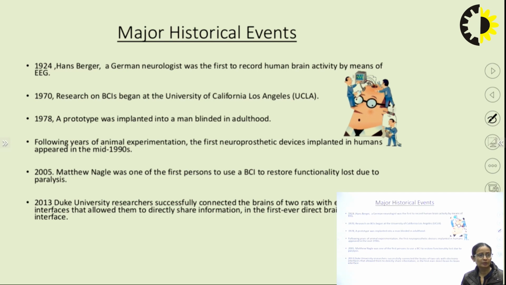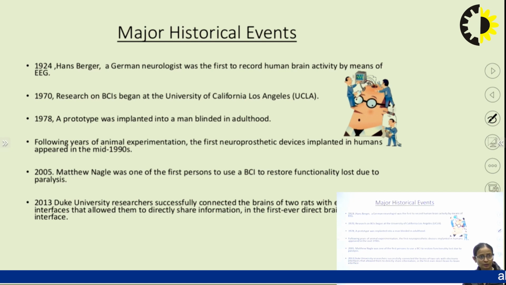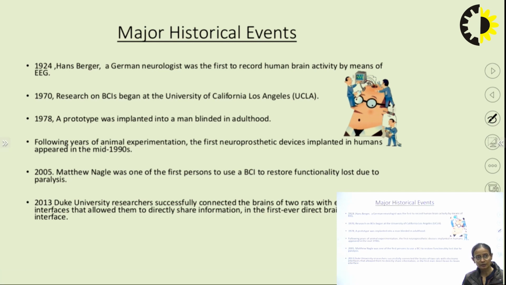Following years of animal experimentation, a lot of experimentation went on in the animal world, and the first neuroprosthetic device implanted in humans appeared in the mid 1990s. Then in 2005, Matthew Nagle was one of the first people to use a BCI to restore functionality lost due to paralysis. He was the first person who used this concept in a paralyzed person.